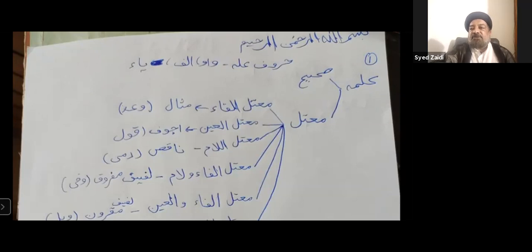And the fifth category is mu'talul fa wal ayn. Right? Mu'talul fa means, obviously, fa'ul fi'il is from huruf illa. If in a word you find that the first root letter, fa'ul fi'il, is harf illa, and also ainul fi'il is harf illa, then it is called lafif maqroon.